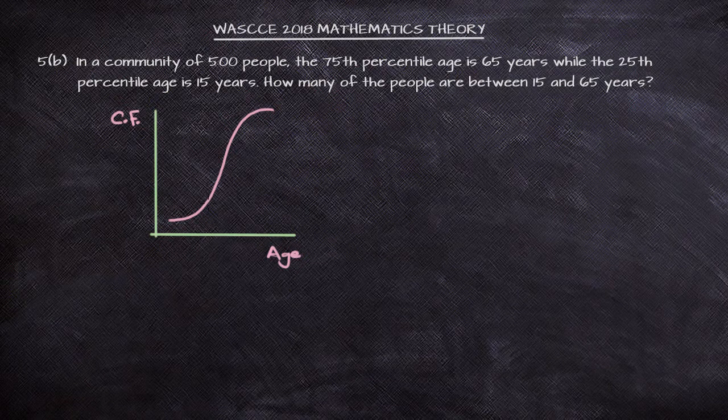Now we are told the 75th percentile and the 25th percentile. If you are to depict that on the diagram, here we have the 25th percentile corresponding to some age and the 75th percentile corresponding to some age. Now, this is 65 years and the other is 15 years. Good. Now, since we have been opportune to know the total number of people in the community, we can easily find the 75th percentile and the 25th percentile, and then to get the number of people between ages 15 and 65, we can subtract that so that our solution can easily come out.